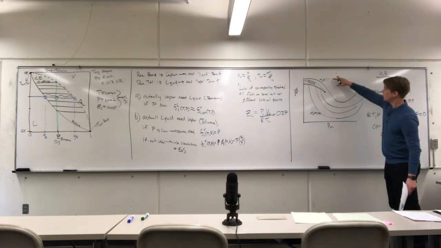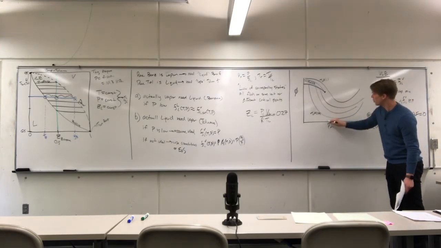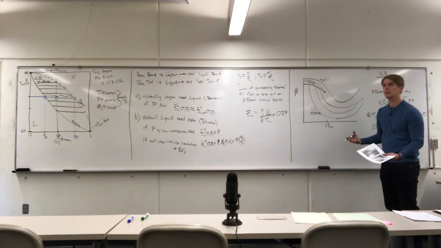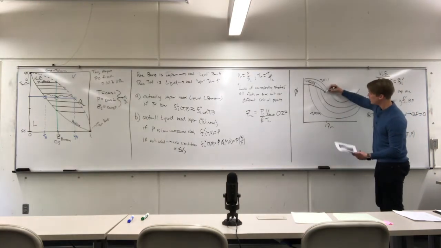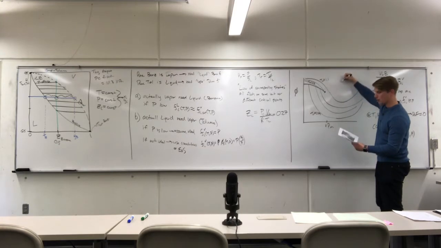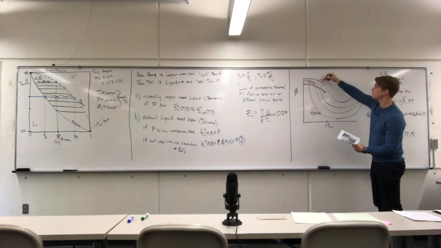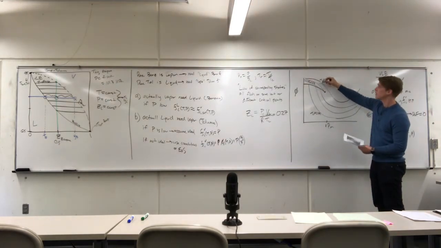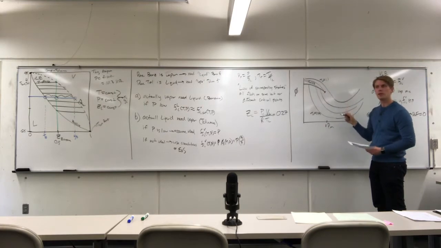Okay, so if my reduced temperature or my reduced pressure is above 1, that means I'm supercritical. So any of these lines above 1, that means I'm a supercritical fluid. So I'm just trying to figure out here, is this liquid or is this liquid? Which of these two is liquid? Up here or down there? Which one do we think?